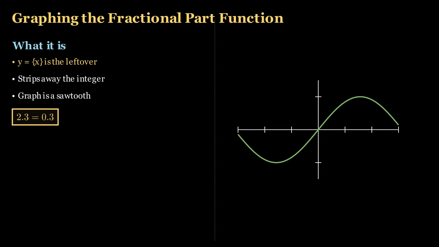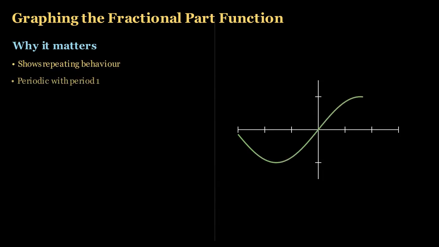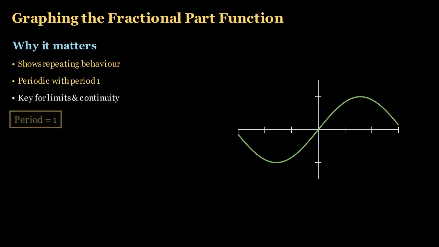Why do we care about drawing this graph? Because it reveals a special kind of repeating behavior. The pattern repeats exactly every time x increases by 1. We say the function is periodic, and its period is 1. This is a big idea in calculus, understanding how a function behaves as x gets close to an integer, where the graph suddenly jumps. Those jumps are called discontinuities, and they are central to the study of limits and continuity, which you'll need for the IIT-JEE. Seeing the graph makes these abstract ideas concrete.